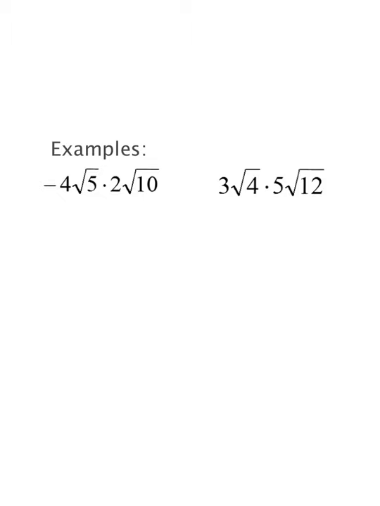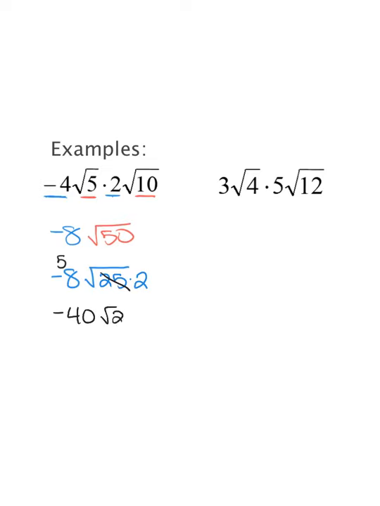If I look at the second example here, again, I'm going to multiply the numbers in front. Negative 4 times 2 is negative 8. Then I'm going to multiply the radicals. 5 times 10 is 50. Now 50 I know is not a perfect square, so I'm going to break it down. Two numbers that multiply to 50, one of them should be a perfect square, is 25 times 2. The square root of 25 is 5. Negative 8 times 5 is negative 40, and I still have a 2 under my radical. That's my answer.